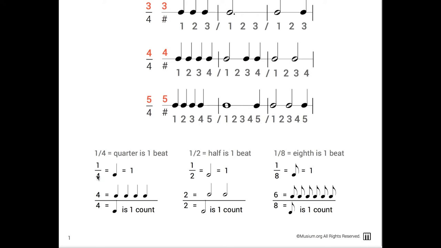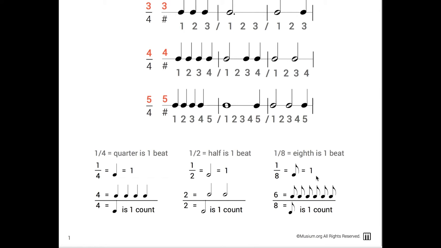This time, moving on to the bottom number. The bottom number in a time signature tells you which note value gets 1 count. For example, if the number is 4, then a quarter note gets 1 count, since bottom number 4 means 1/4. What about if the bottom number is 2? Then it means 1/2, half. So a half note is 1 count. The same way, if the bottom number is 8, it means 1/8. An eighth note is 1 count.